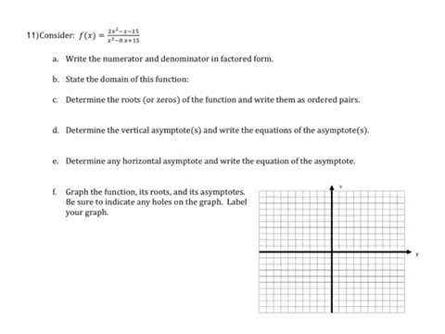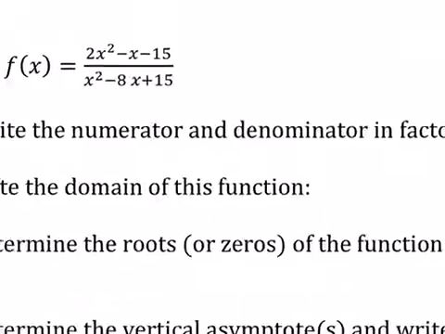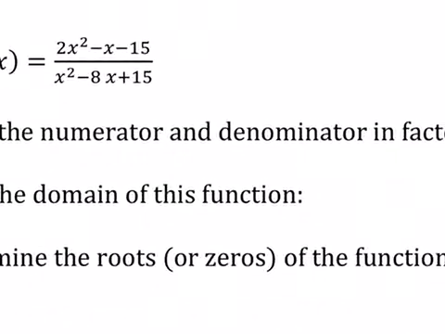All right, let's do this rational function. First thing we need to do is factor this. Looking at the bottom, we're looking for two numbers that add to -8 and multiply to 15. That's going to be x minus 3 and x minus 5.